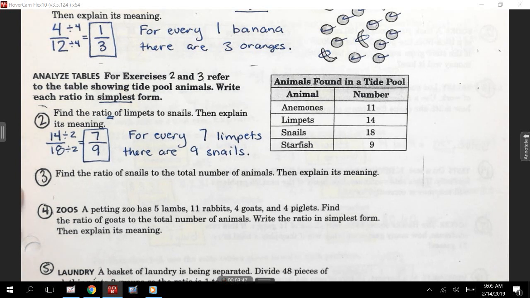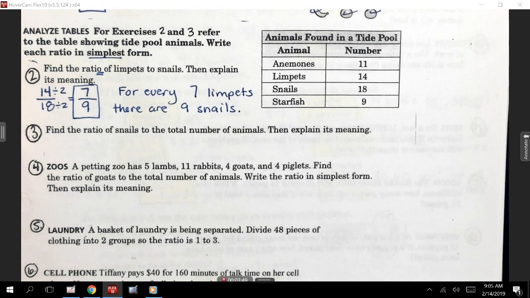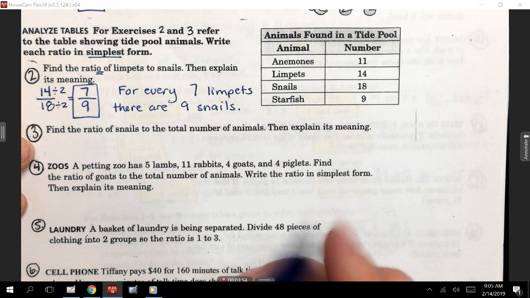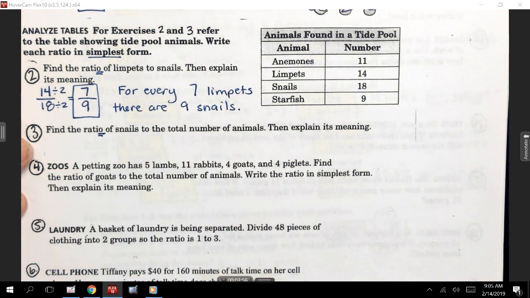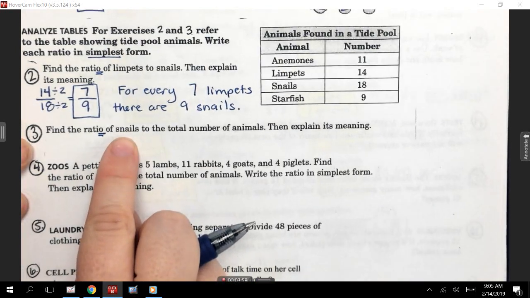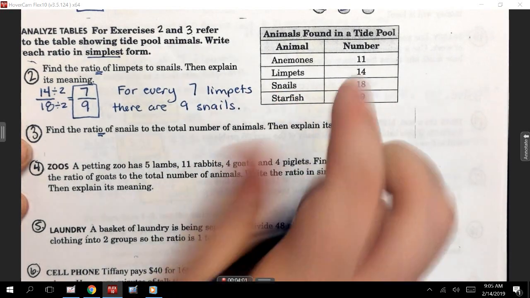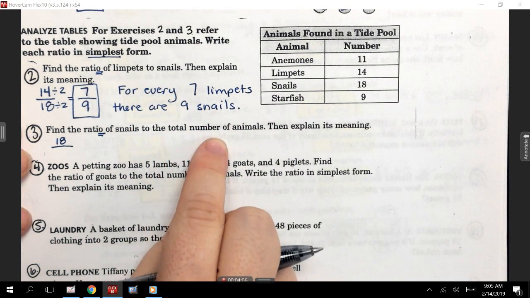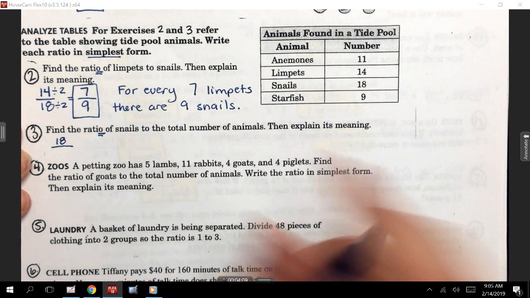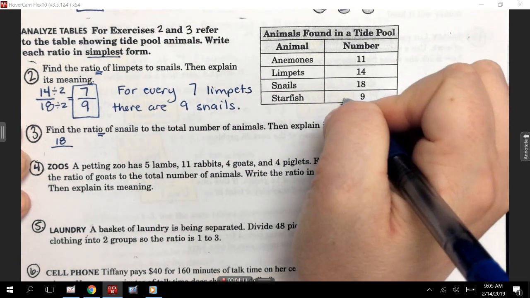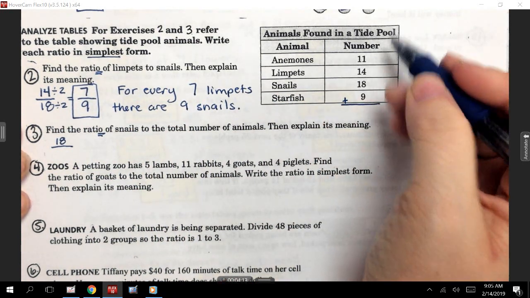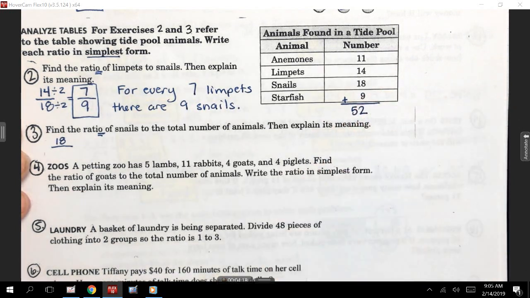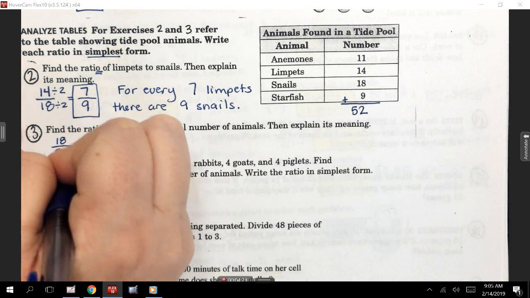All right, number 3. Number 3 says find the ratio of snails to the total number of animals. So it's still a ratio, which means no words. Snails comes first, so snails, we just used that. Snails was 18 over the total number. How do I find the total? Add them all up. So I'm going to add them all. That's when you want to use your calculator. When I add them all up, I believe I get 52. Someone double check me on that. Yes, thank you. So I'm going to put 52 on the bottom.